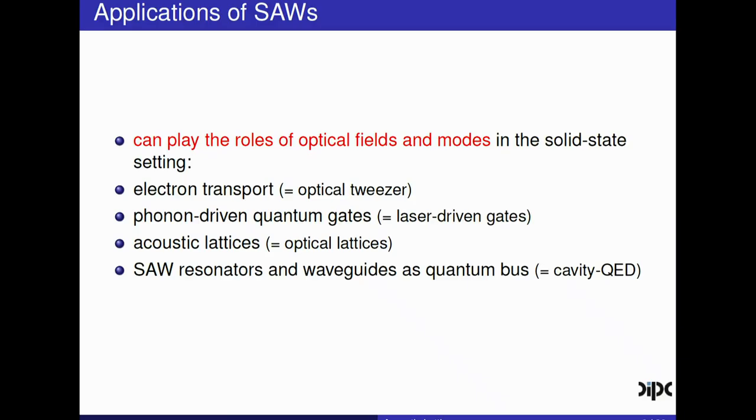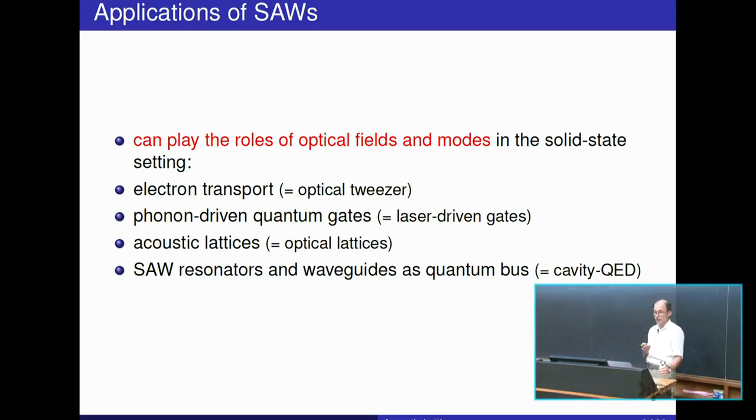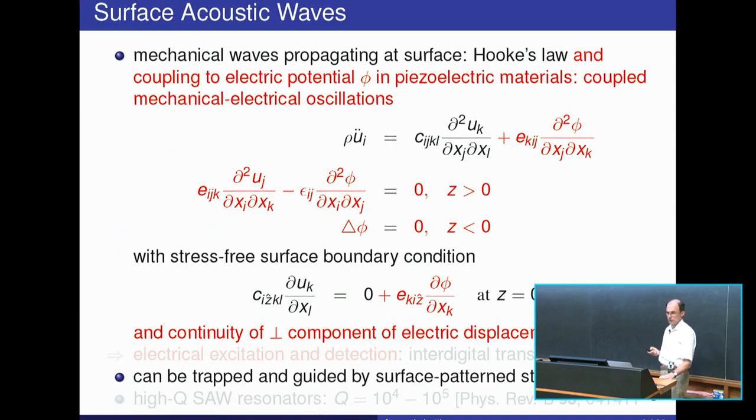And then clearly they can play the role of optical fields and modes in the solid state setting. So the analogy is very clear. One can try to transport electrons like one could transport atoms in an optical tweezer. One can use them to drive gates of qubits. One can think of acoustic lattices in analogy to the optical lattices, and one can build and study coherent modes and their interaction with qubits, and so do an analog to cavity QED. And so people talk about quantum acoustics now in this context.